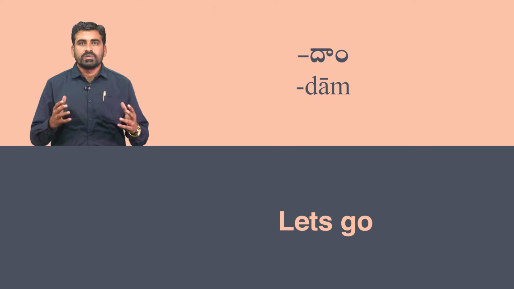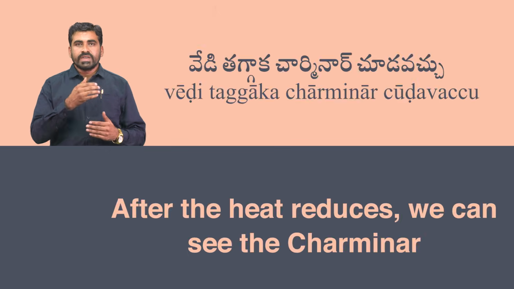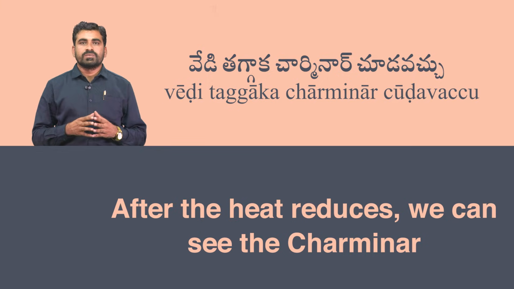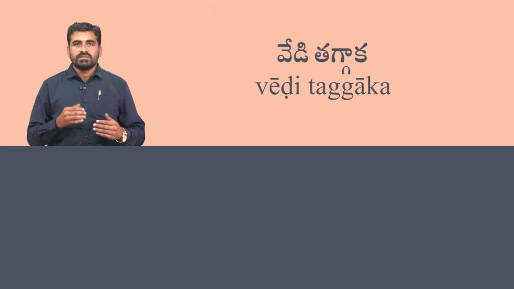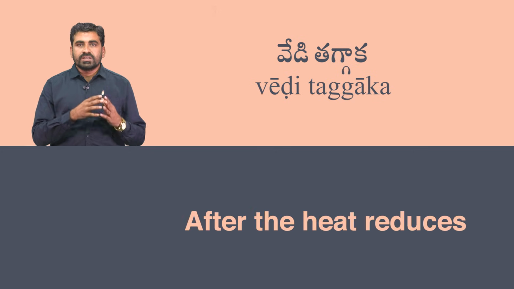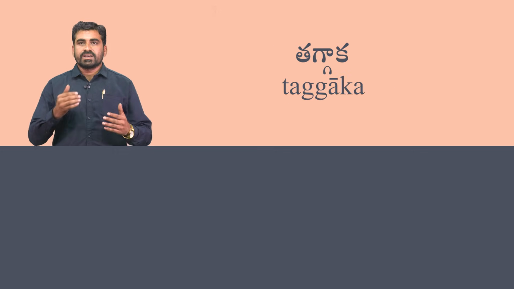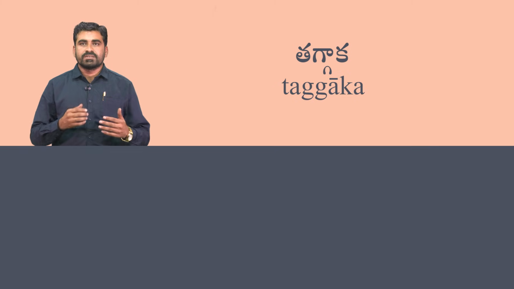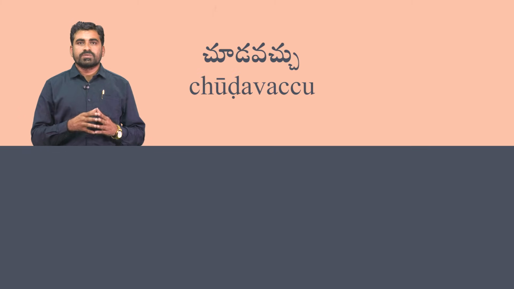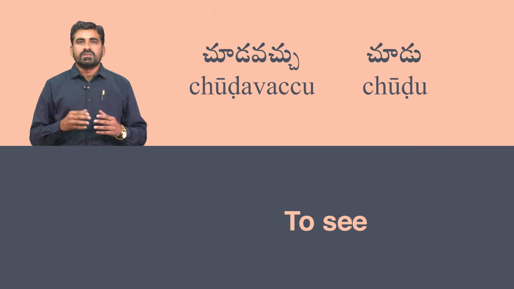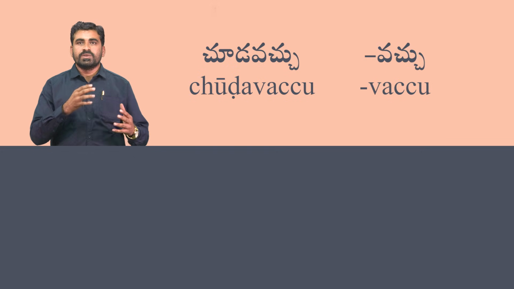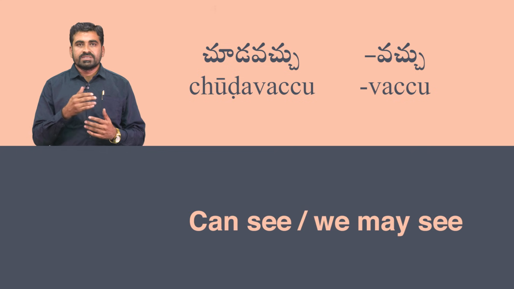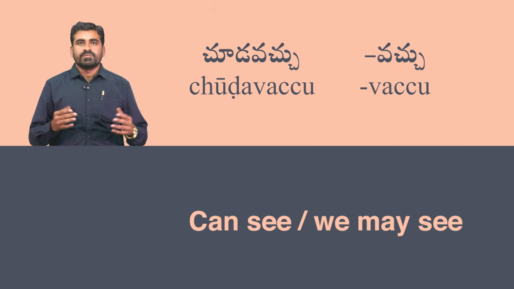action. Let's go. The second one, వేడి తగ్గాక చార్మినార్ చూడవచ్చు, is a conditional form, వేడి తగ్గాక. It means after the heat reduces, where తగ్గాక is a participle showing after the action. The verb చూడవచ్చు comes from చూడు meaning to see with వచ్చు expressing possibility or permission, can see or we may see. Altogether the sentence means then let's leave in the morning. After the heat reduces we can see Charminar.